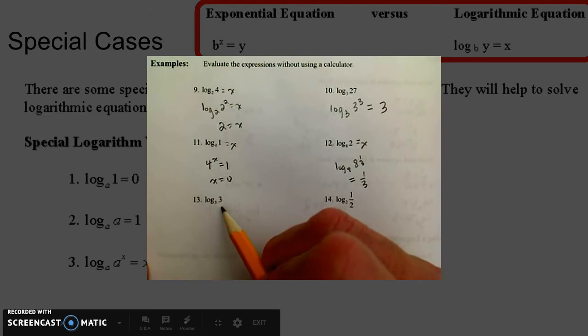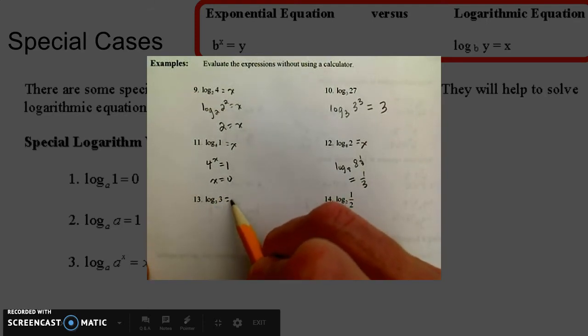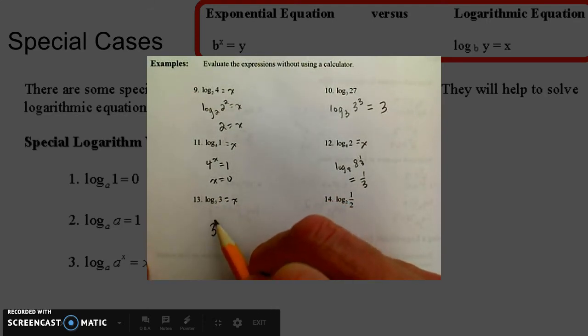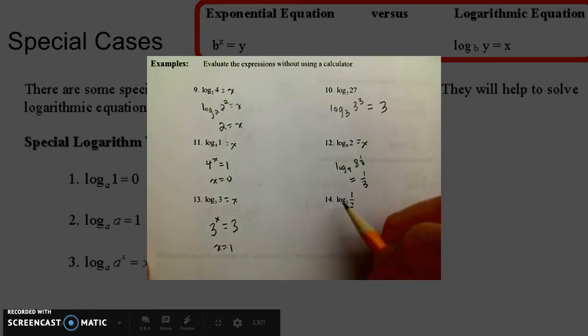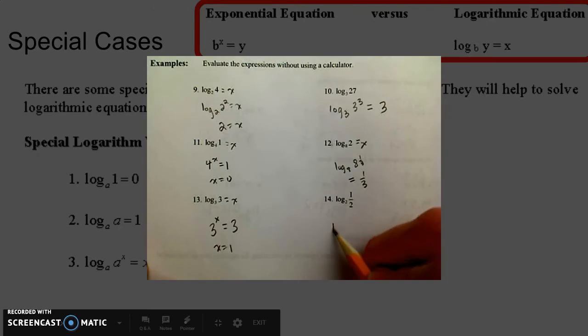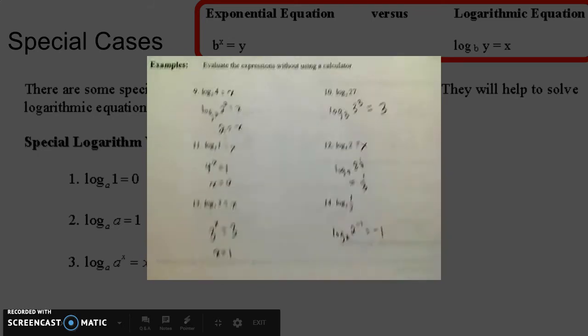Log base 3 of 3. That's saying, to what power can I raise 3 so that it's equal to 3? Clearly x has to be equal to 1. And the log base 2 of 1/2, so that's like saying log base 2 of 2 to the negative 1 power. That's going to be equal to negative 1.